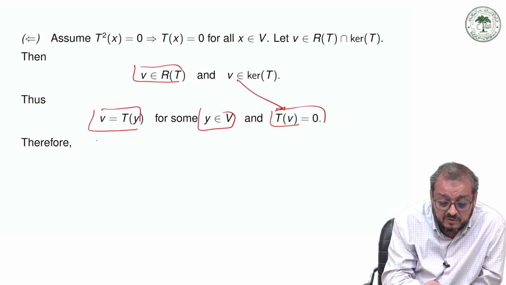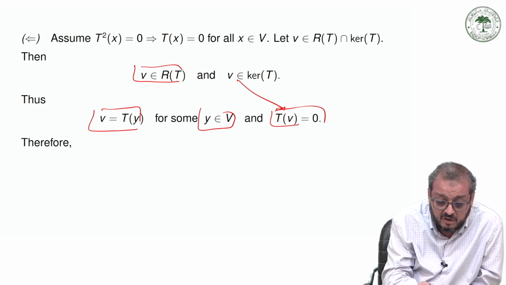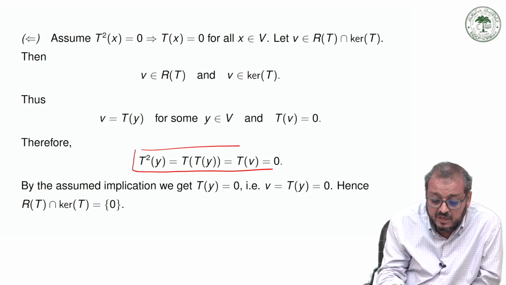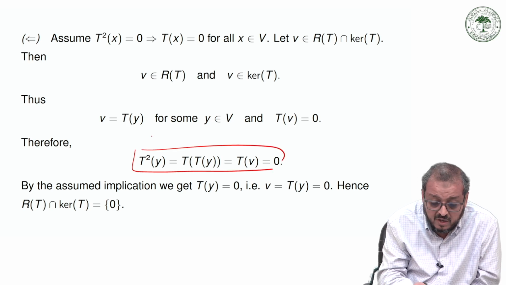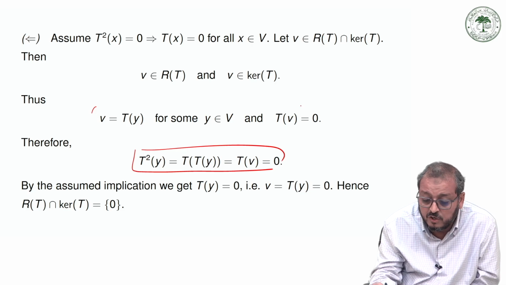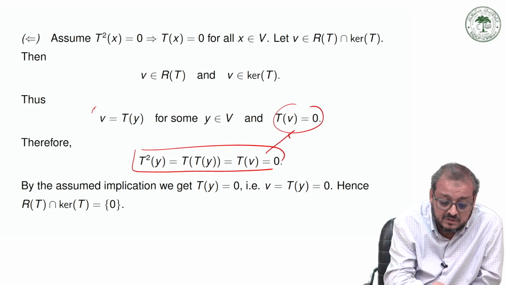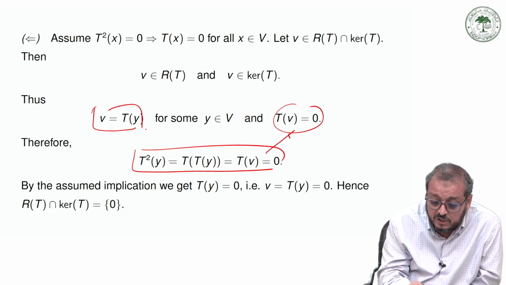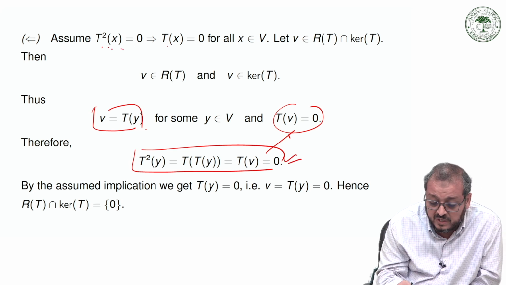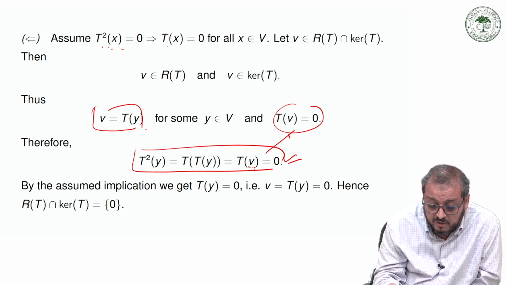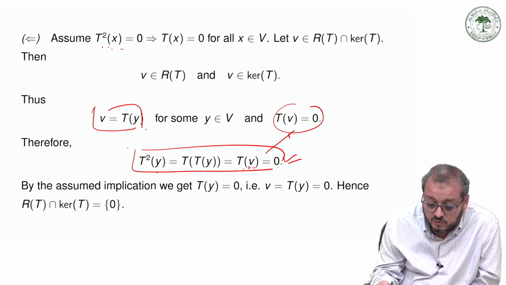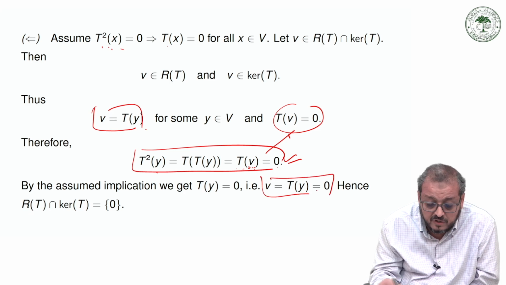And now therefore we operate with T, so we write T square y. Then T square y can be written as T of T of y, and T of y is equal to v, and T of v is equal to 0. So using these two conditions, T square y is equal to 0, and this means y is equal to 0. So this means y is equal to 0, and v is equal to T of y, which is equal to 0.